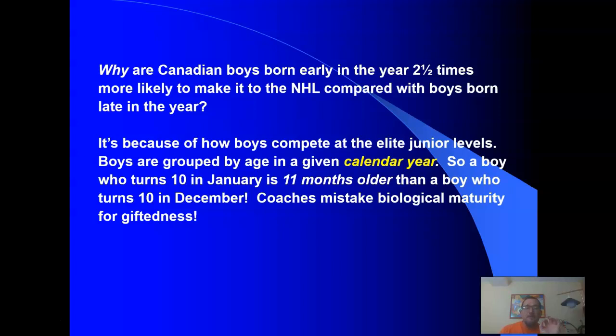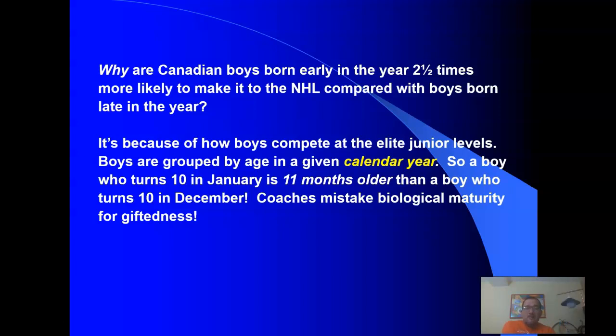So stop for just a moment and think about that. One boy was born, let's make it extreme, January 3rd, the third day of the year. Another boy was born in late December that same year. So the boy born in January is almost a year older than the boy born in December. That means he's a year taller, a year faster, a year smarter, a year more exposed to anything that might help him become a better hockey player.